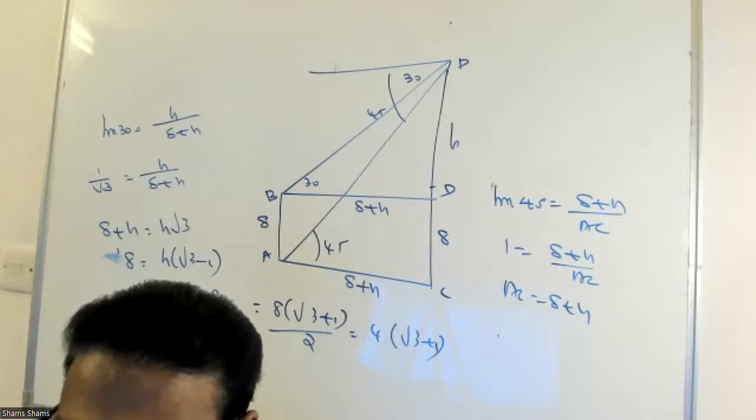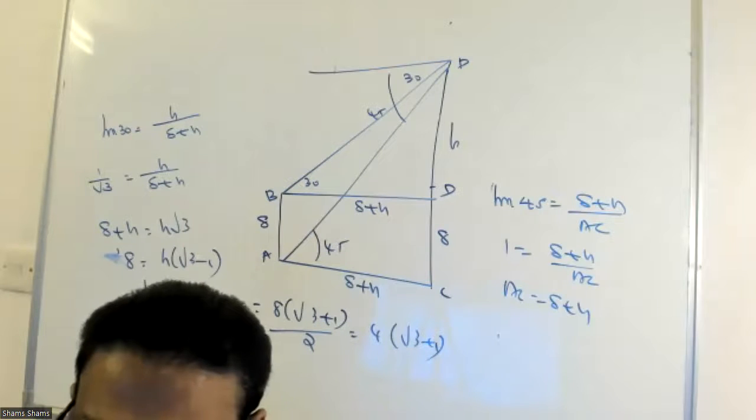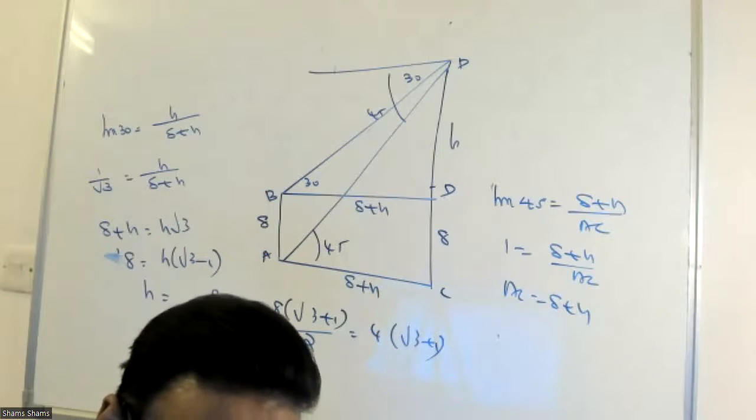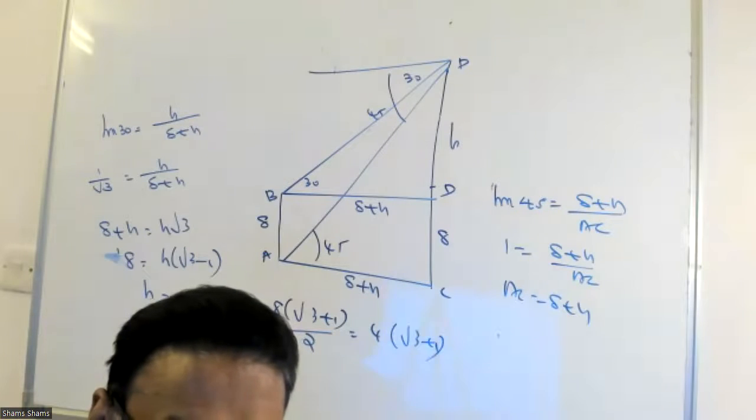Daksh, Dhruv, where have you reached? Sir, doing the exercise. Divansh? Example 7.